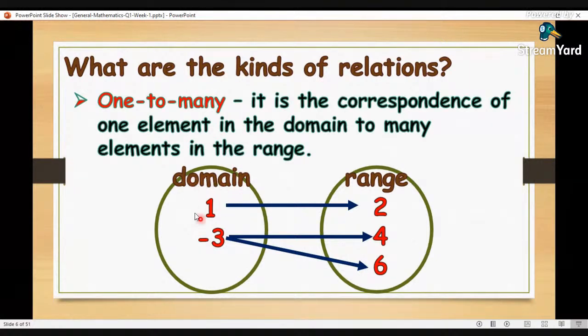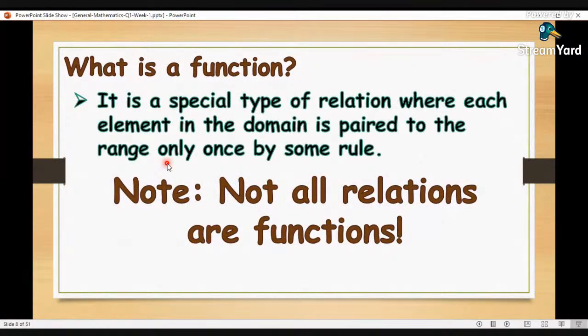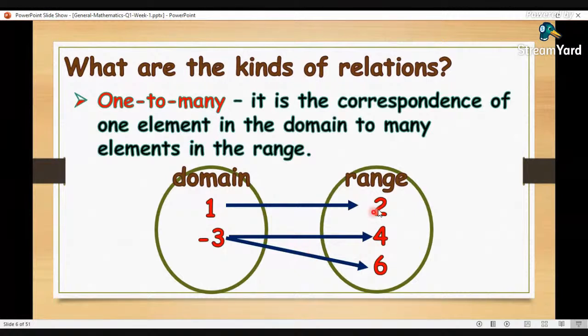One-to-many means that there is one in the domain that corresponds to many in the range. So, remember that in the function earlier, it corresponds to the range only once. In this case, how many times does it correspond to the range? Twice. So, since it corresponds to the range twice, it could not be considered a function. Okay? So, a one-to-many relationship could not be considered a function.